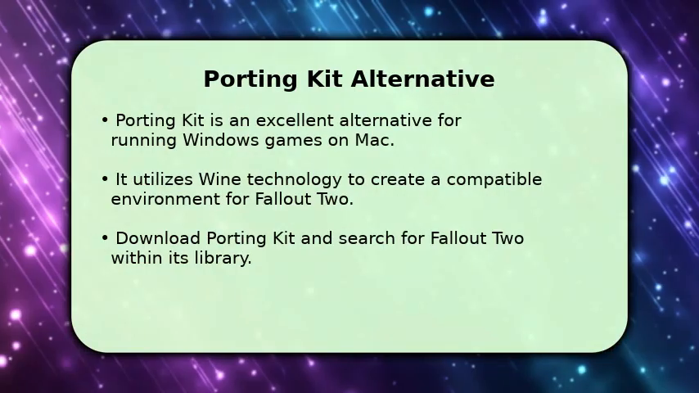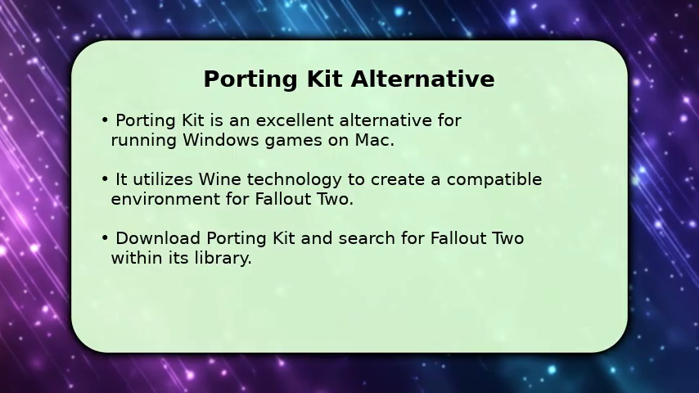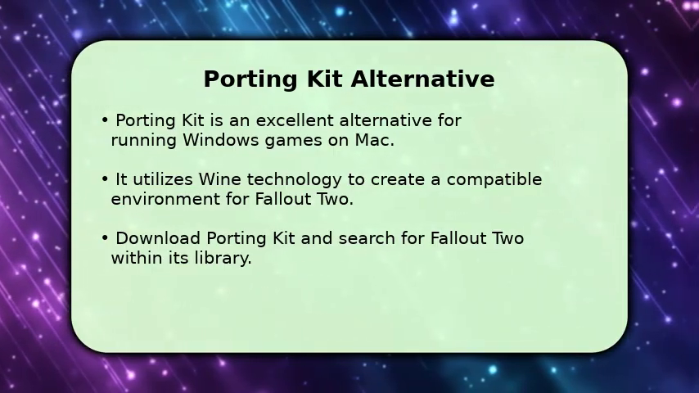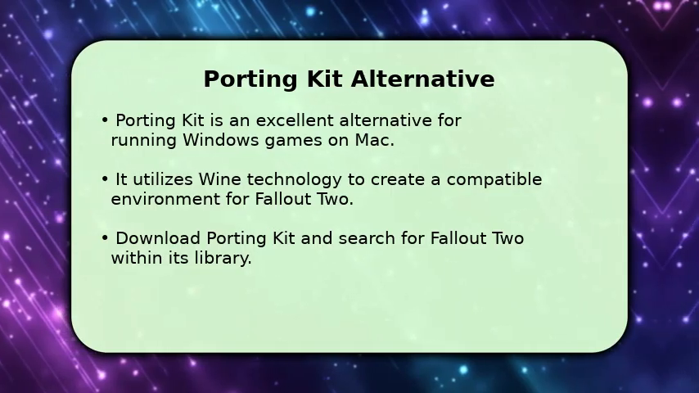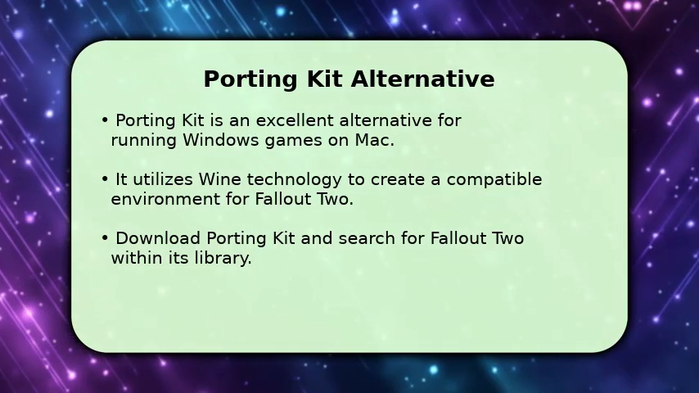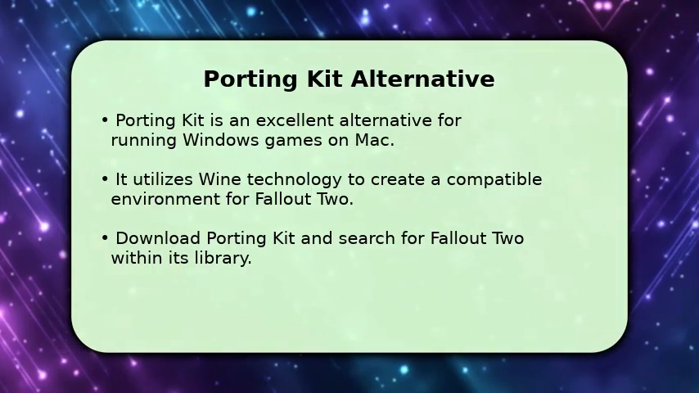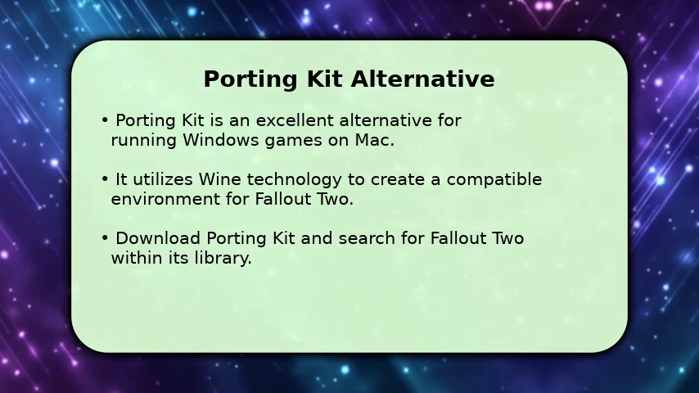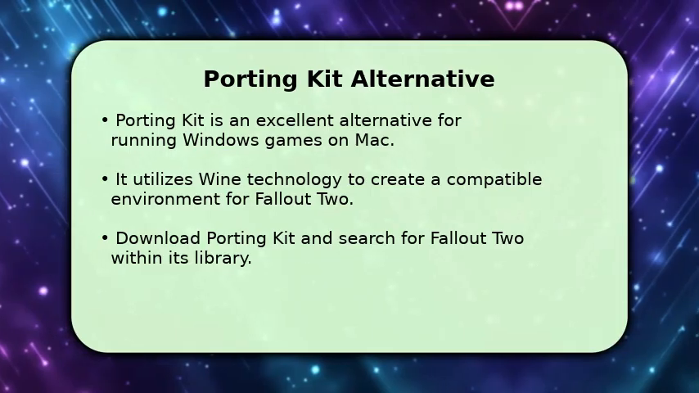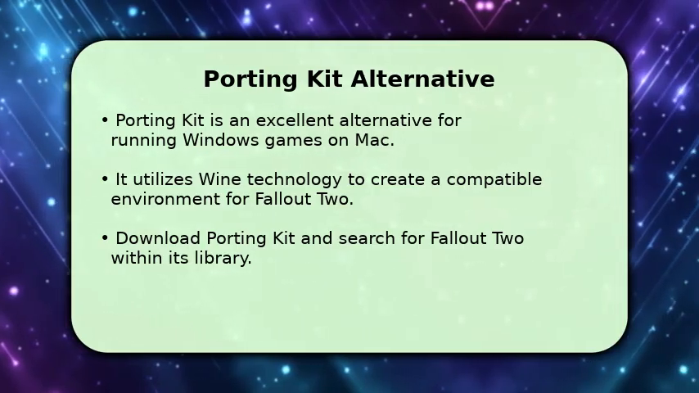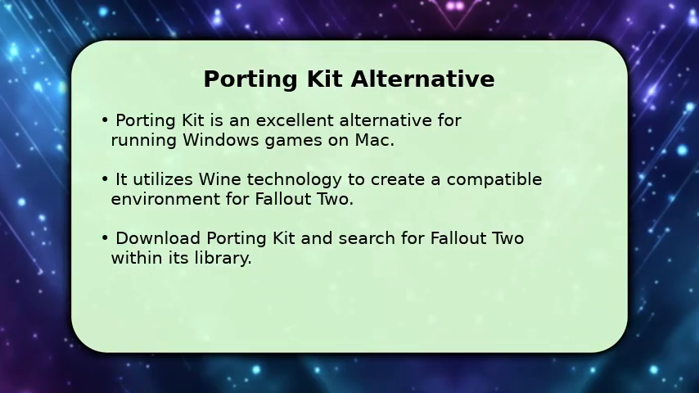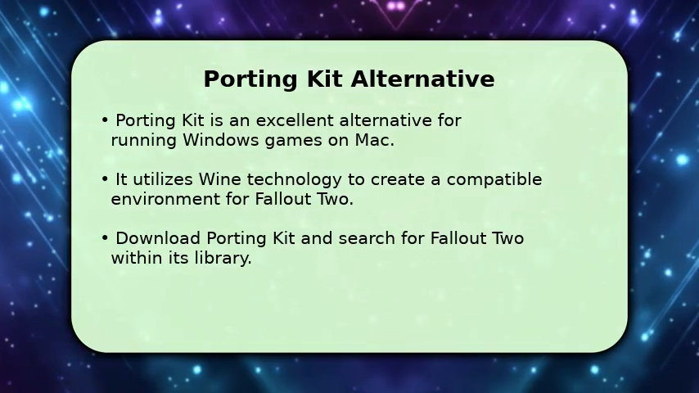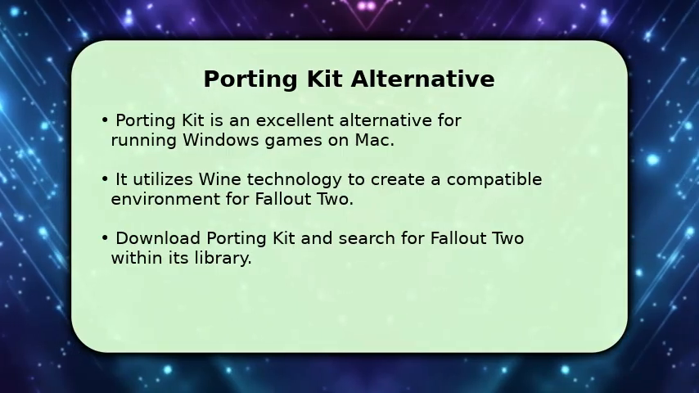wasteland. If the Community Edition isn't your preference, Porting Kit offers another fantastic way to play Fallout 2. This free application acts as a wrapper, using Wine to create a Windows-like environment for your game. After downloading and installing Porting Kit, open it and search for Fallout 2 in its extensive library. The program will then guide you through installing your GOG.com copy of the game, often optimizing settings automatically. This method is particularly effective for Apple Silicon Macs running macOS Sonoma or newer.